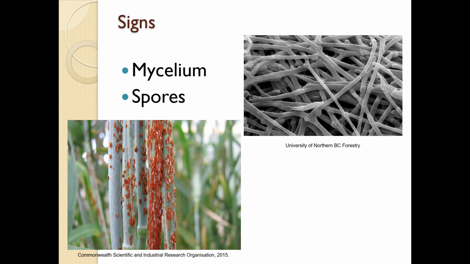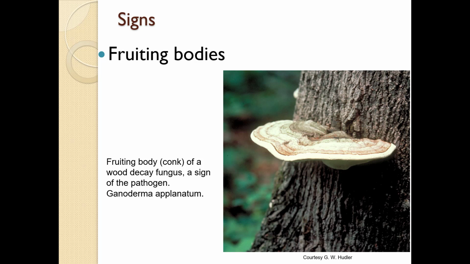And signs include the spores, which you see here on the left is rust on grass. And on the right we've got mycelium, although you wouldn't see that with the naked eye. Fruiting bodies include these conchs. This is a sign of a wood decay fungus. This is an artist conch.